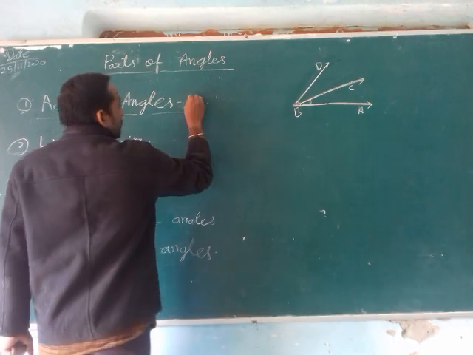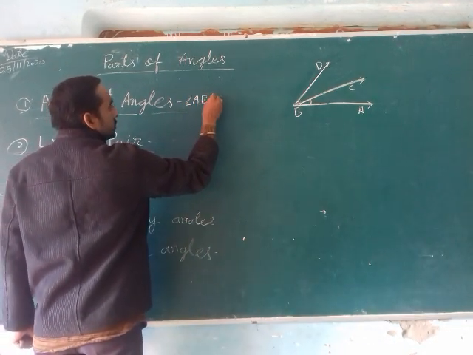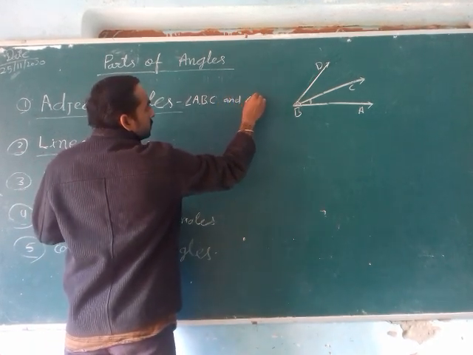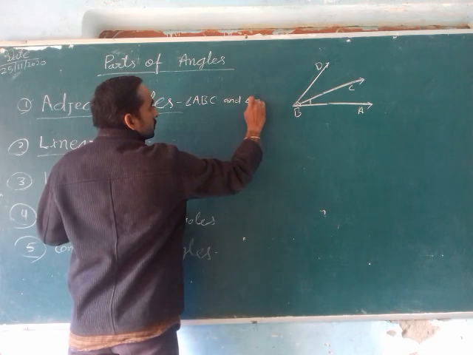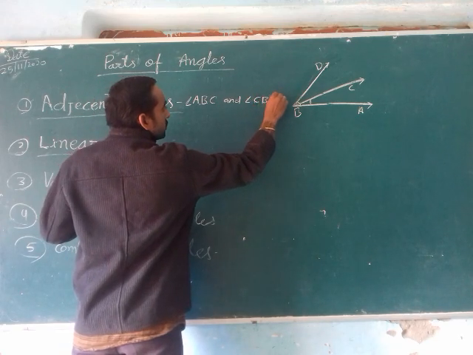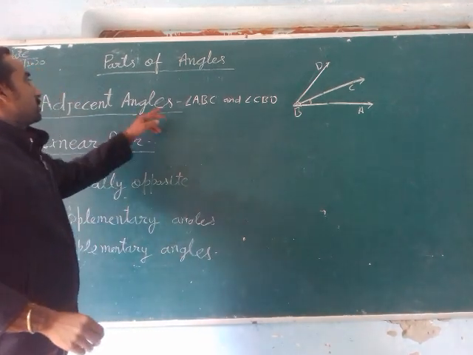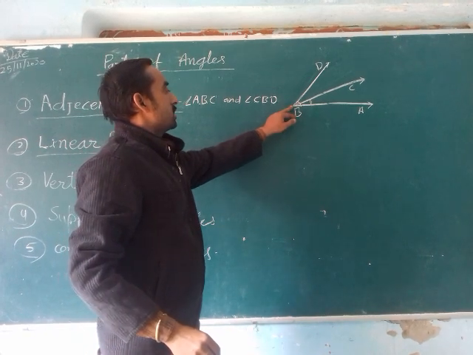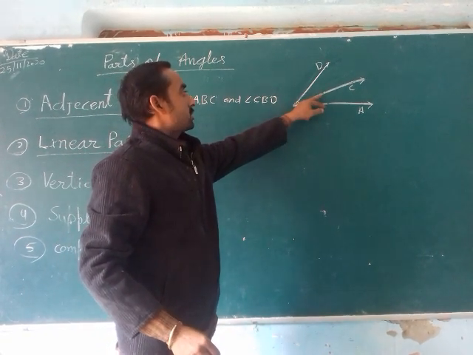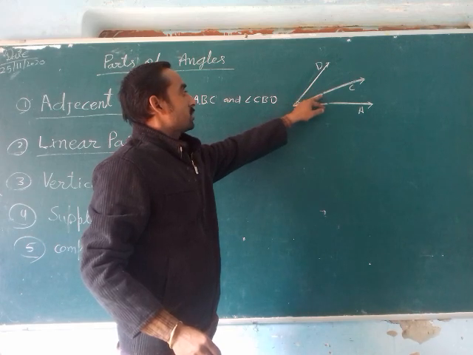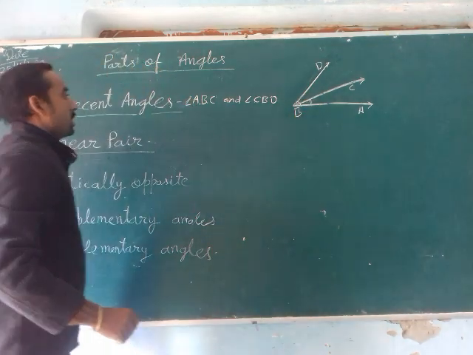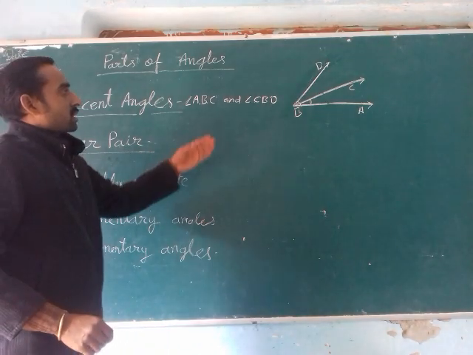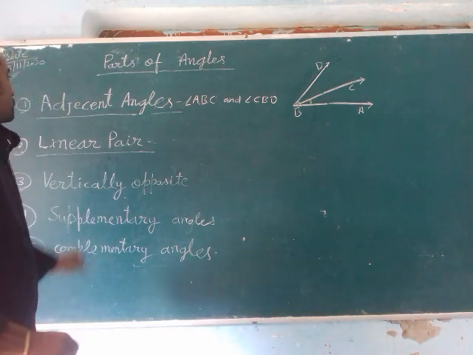In this condition, angle ABC and angle CBD are called adjacent angles because both angles have the same vertex and the same common side. There may be more than two adjacent angles also.